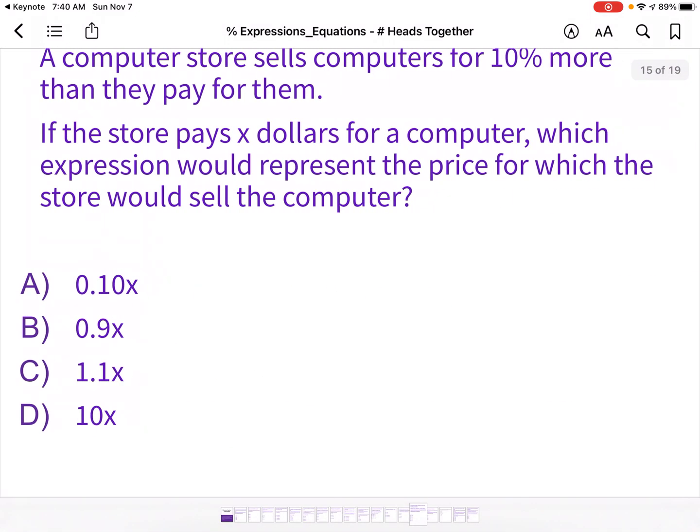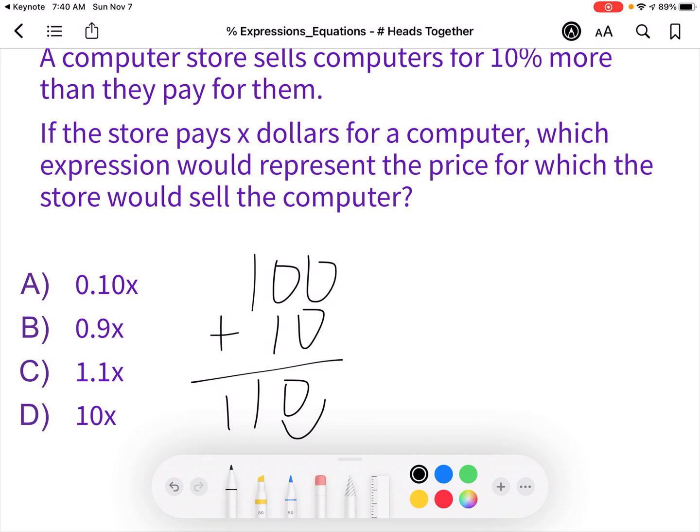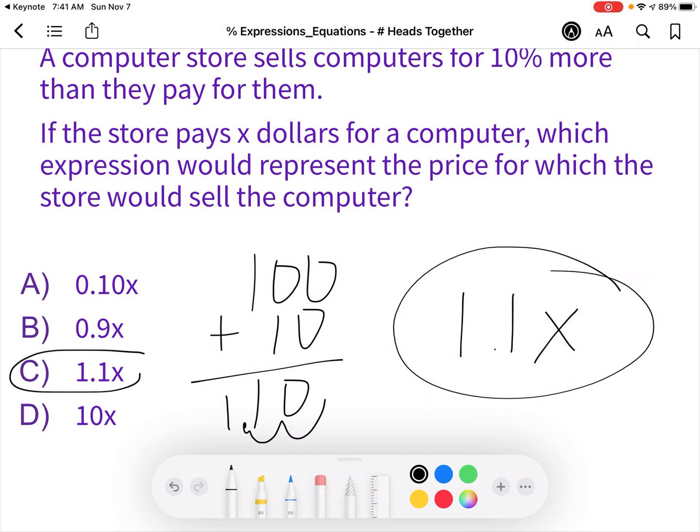A computer store sells computers for 10% more than they pay for them. If the store pays X dollars for a computer, which expression would represent the price for which they would sell the computer? So 100 plus 10 gives me 110. Move the decimal 2 places over. 1.1 times X is going to give me the cost that they sell the computers for.